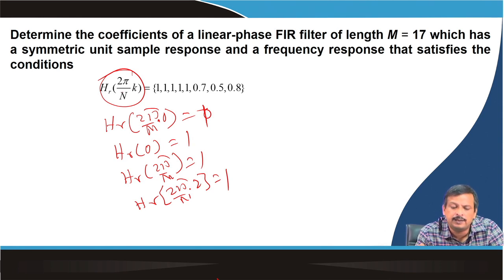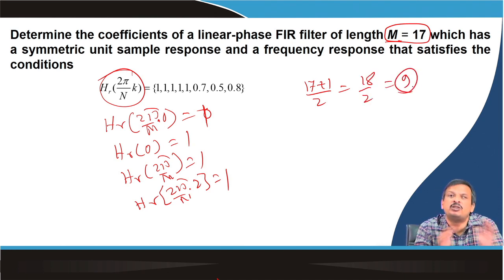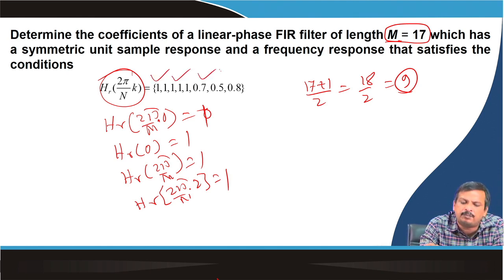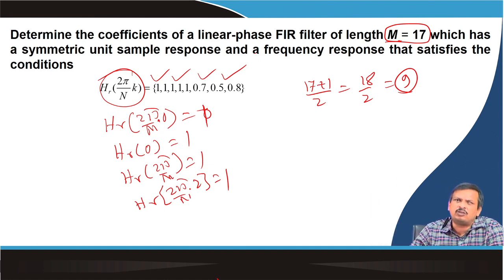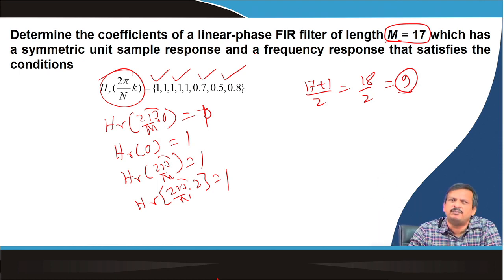If I say the order of the filter M is 17, then 17 is odd, so I require 17 plus 1 divided by 2, that is 18 by 2. So I can say I require 9 samples of the frequency response, and those are the 9 samples given. The rest 9 I can generate, since I know it is a complex conjugate. If it is real, it is the same, so the next portion will be the same.